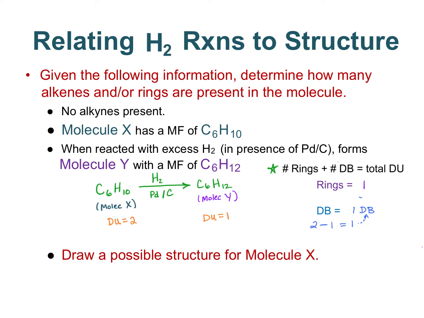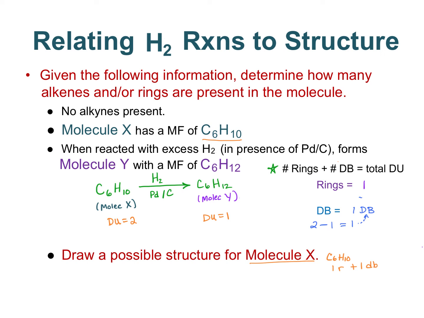But sometimes you might also be asked to draw a possible structure. So all you have to do for the possible structure is remember what you did for isomers, and you only have to draw just one. So I'm going to draw a molecule that has the formula C6H10. And then I'm going to make sure it has one ring and one double bond. So I know exactly how many it has. I can't just make up anything I want. So then you can draw an example with that.